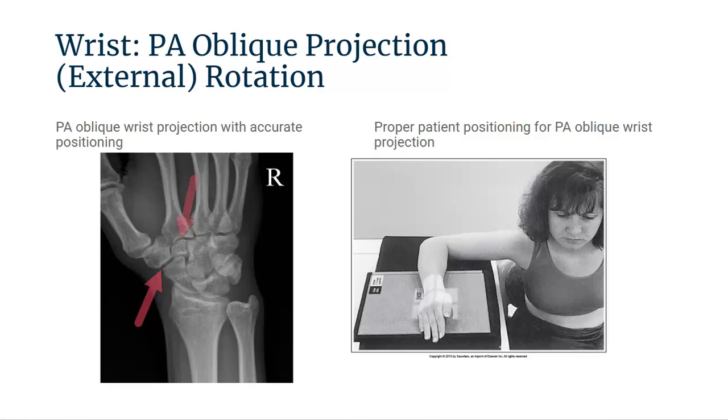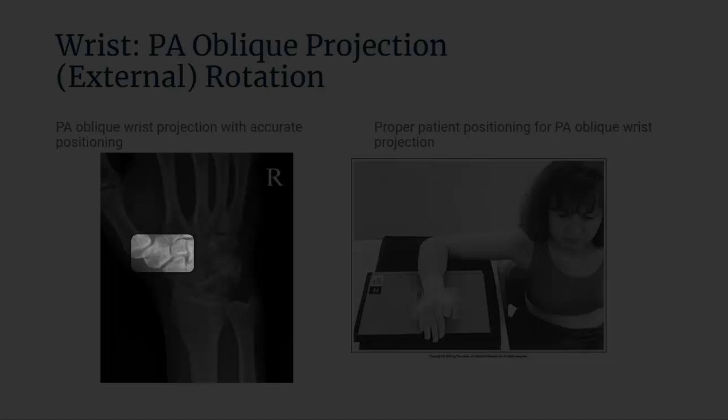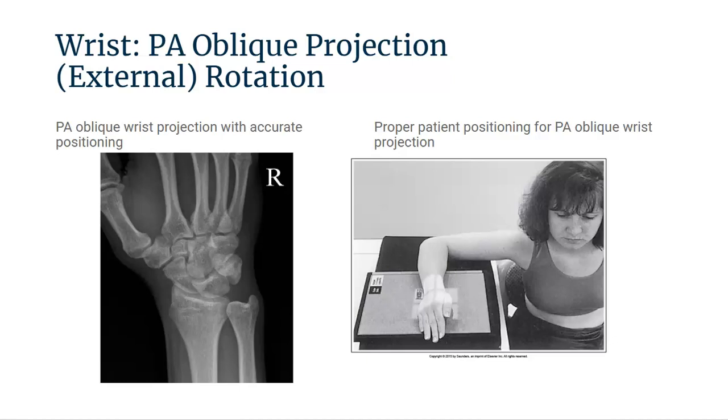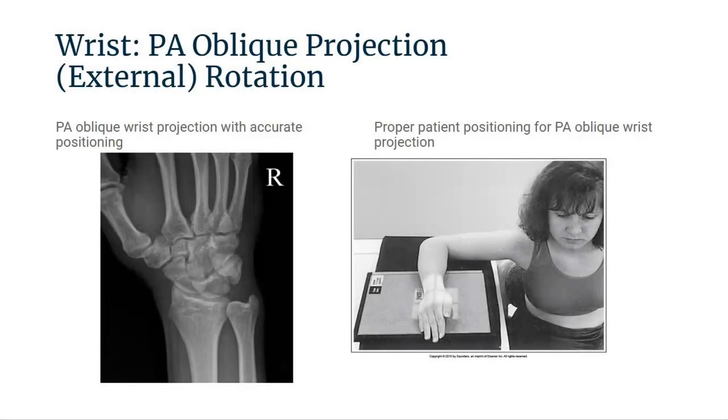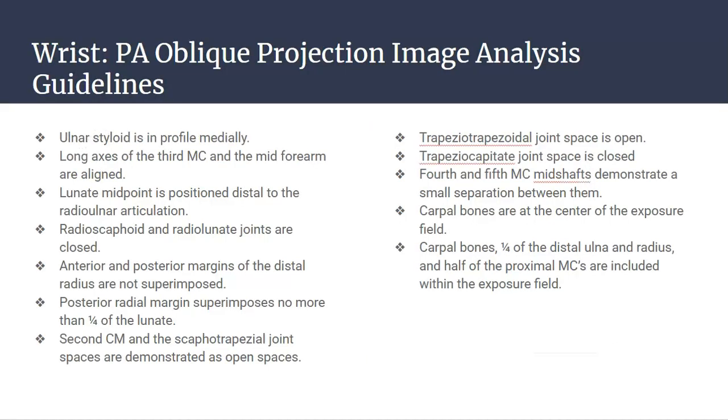The second carpometacarpal and the scaphotrapezial joint spaces are demonstrated as open spaces. The trapezoid and trapezium are demonstrated without superimposition. The trapezio-trapezoidal joint space is open and the trapezio-capitate joint space is closed. The fourth and fifth metacarpal midshafts demonstrate a small separation between them. The carpal bones are at the center of the exposure field. The carpal bones, 1/4 of the distal ulna and radius, and half of the proximal metacarpals are included, all within the exposure field. Here are those image analysis guidelines for your review.